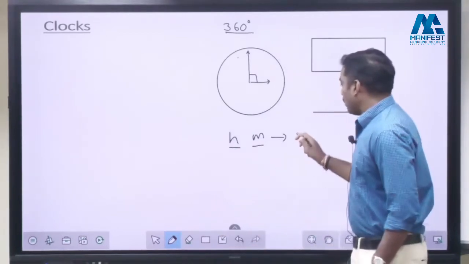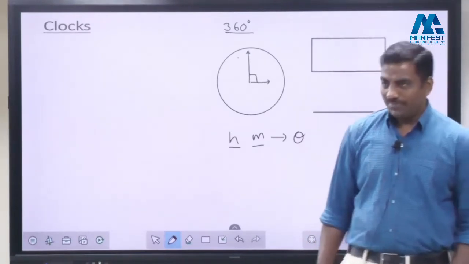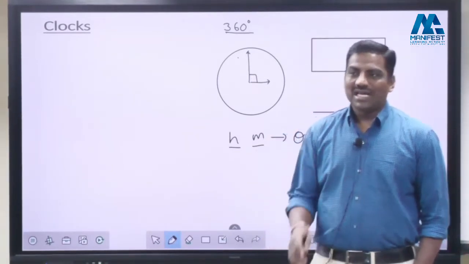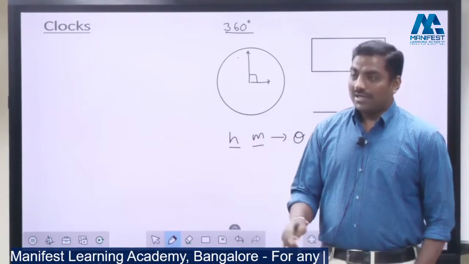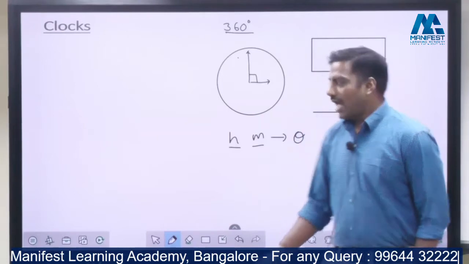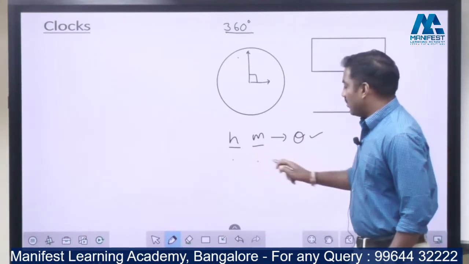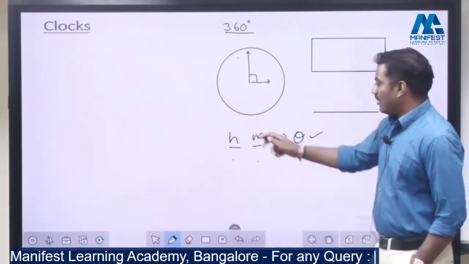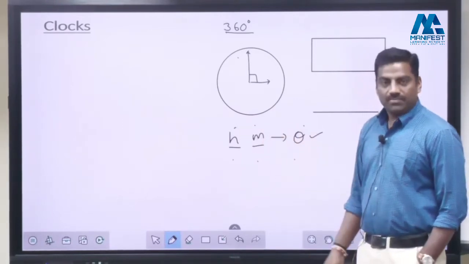One more thing that we get is the angle. This is theta. Don't get scared, we are not going into trigonometry. Always we have talked about angle only, and only when we came across trigonometry did we come across theta. That is the representation for any angle. So when hour and minute are given, we can easily find theta. These are three variables. When two are given, we can find the third one. When hour and minute are given, we can find theta. When hour and theta are given, we can find the minute.